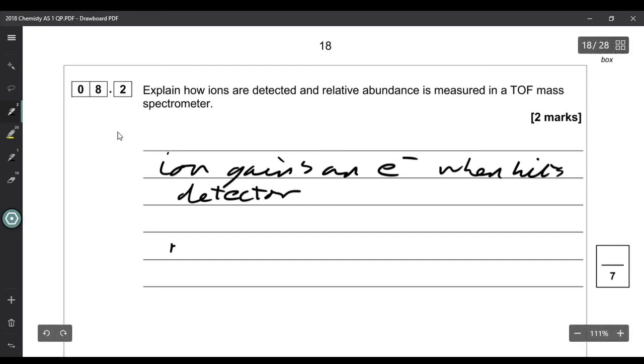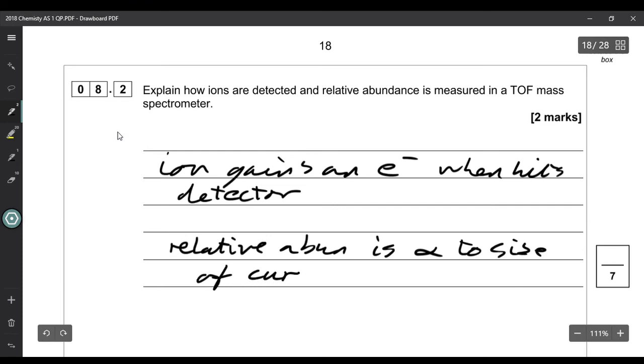And the relative abundance is proportional to the size of the current generated.